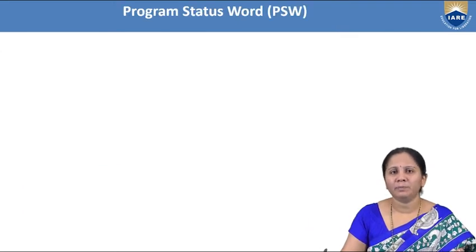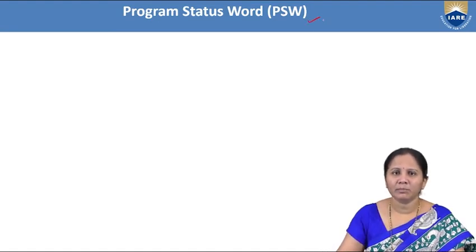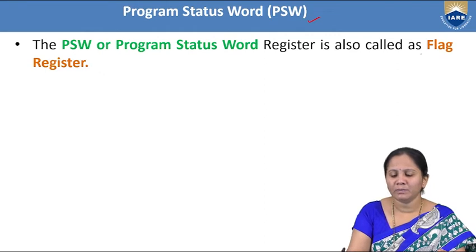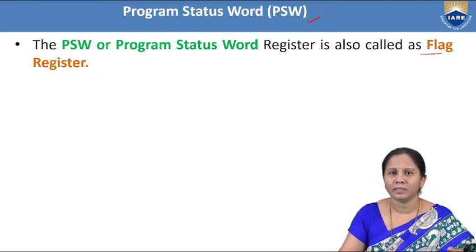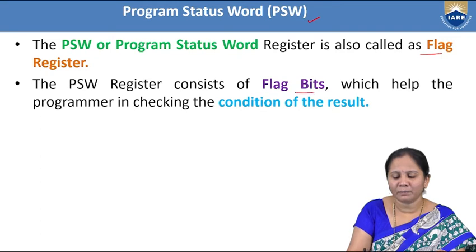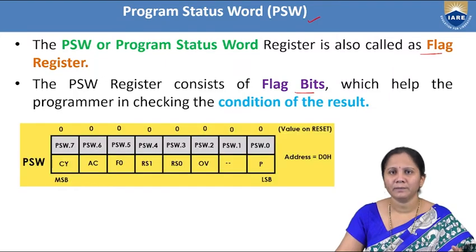So that is what about the CPU registers. The next type of register is the PSW register. Here PSW stands for Program Status Word. The PSW, Program Status Word, can also be called the flag register. After the ALU performs arithmetic and logical operations, the result will be reflected on the flag register. So the PSW consists of flag bits, which help the programmer check the condition or the status of the result.